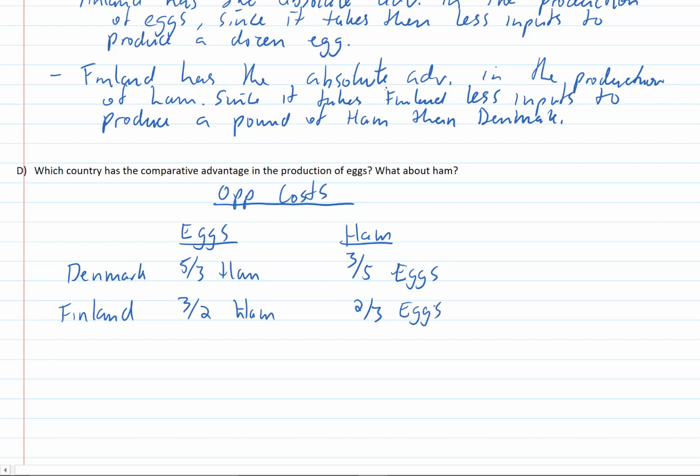Now to answer which country has the comparative advantage in the production of eggs, all you have to do is look at this first column here and see that Finland has a lower opportunity cost to producing eggs than Denmark. And that's because when Finland produces eggs, they're only giving up 3/2 pounds of ham, while Denmark is giving up 5/3 pounds of ham.